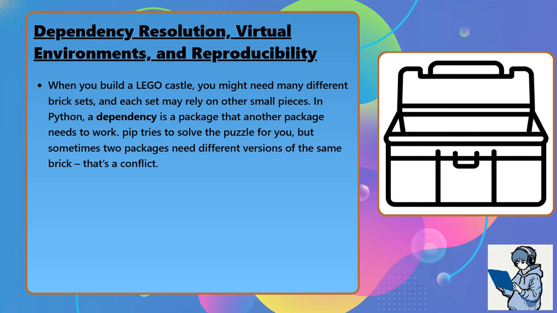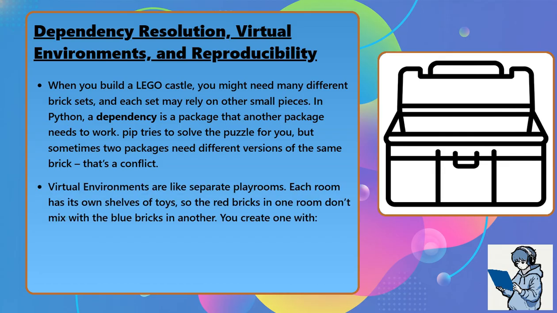When you build a Lego castle, you might need many different brick sets, and each set may rely on other small pieces. In Python, a dependency is a package that another package needs to work. Pip tries to solve the puzzle for you, but sometimes two packages need different versions of the same brick. That is a conflict. Virtual environments are like separate playrooms. Each room has its own shelves of toys, so the red bricks in one room don't mix with the blue bricks in another.